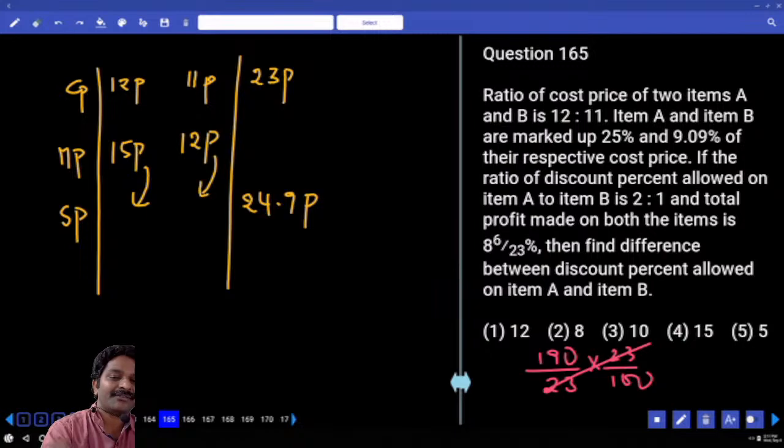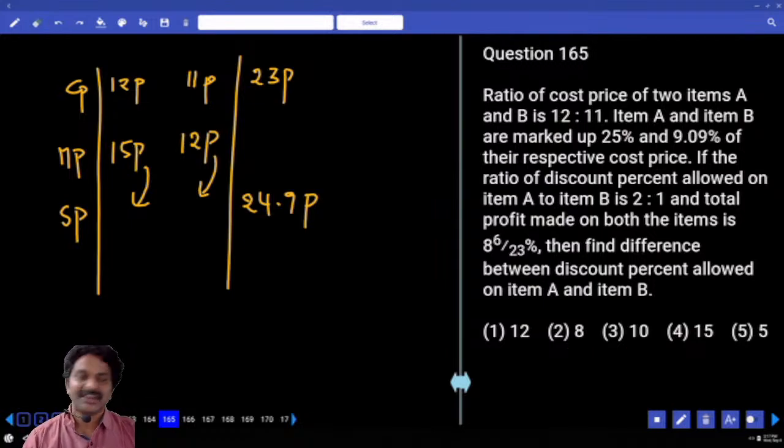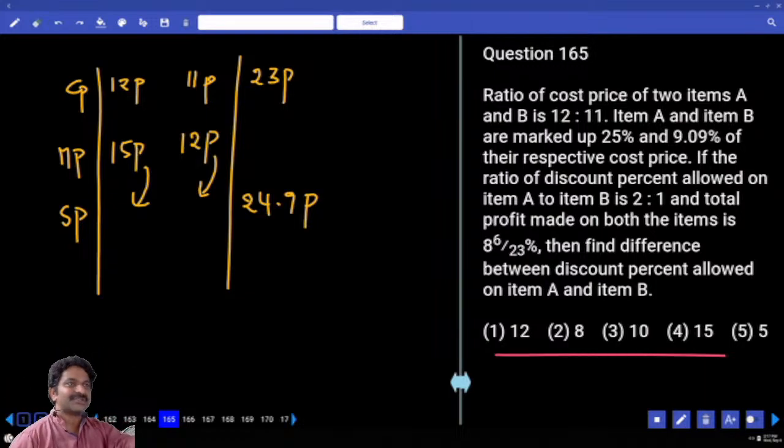Now, upon this, the discount offered is 2x%, and upon this, the discount offered is x%. And we need to find out the difference between those discount percentages. Agreed or not? If you use one more statement, it takes a lot of time. So for that, what I'll do is go with the options. Just observe. If you see the options, the minimum is 5, the maximum is 15.